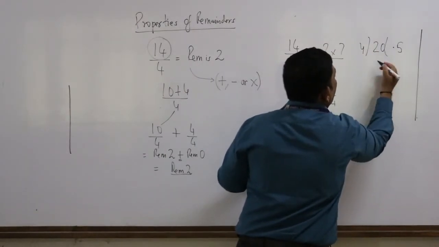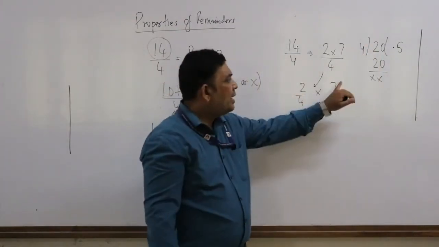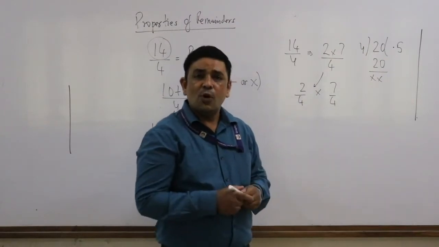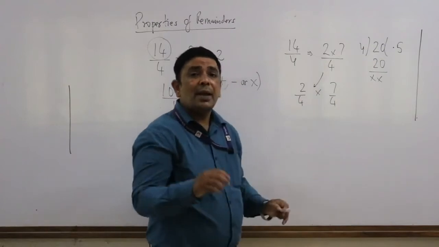So a decimal, you have a 0 here, 5 times, and this becomes 20. You need to think, is this right? The answer is this is not correct. Why is this not correct? I hope you are listening very carefully.